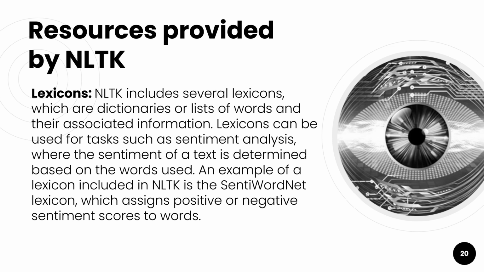The next is lexicons. Lexicons can be described as dictionaries for sentiment scores: lists of words and their associated information. These lexicons can be used for tasks such as sentiment analysis, to determine the emotion of a text. For example, the SentiWordNet lexicon assigns positive or negative sentiment scores to words, which is important for things like exclamatory sentences or questions.